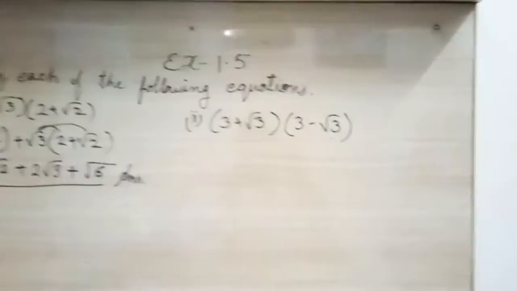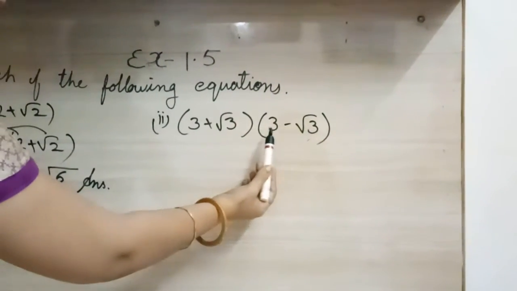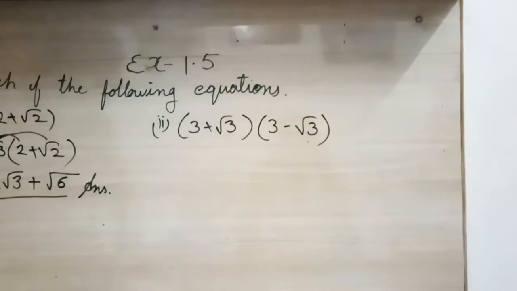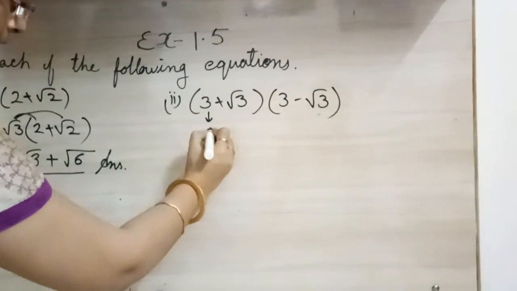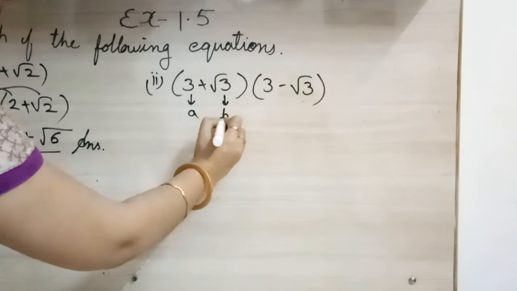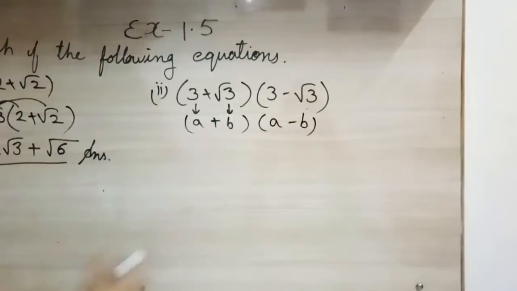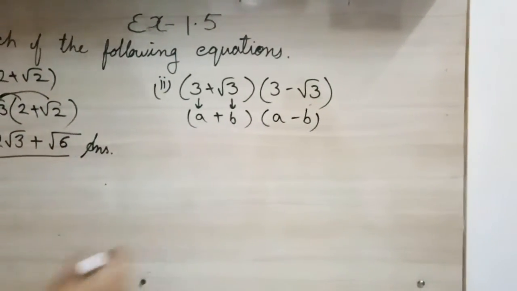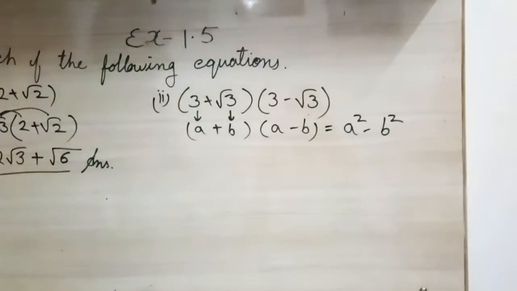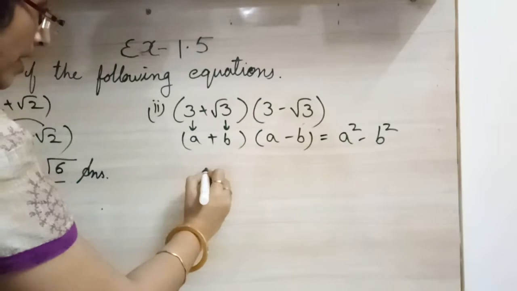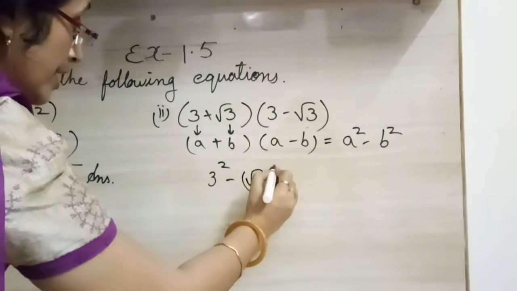Clear? Same way, second part, look here, it is given 3 root 3 in bracket 3 minus root 3. Now if you observe properly, I'll take this as A, and if I take this as B, then it is the identity A minus B and A plus B. You have to think and recall the property. So what will it become? A square minus B square. We'll be applying the same thing: 3 square minus root 3 square.